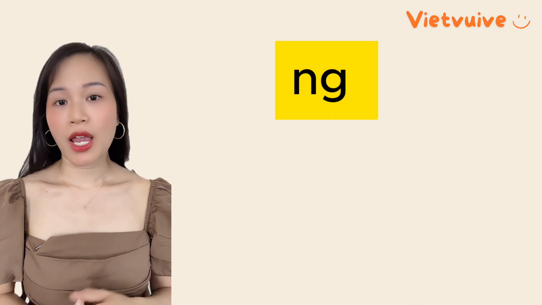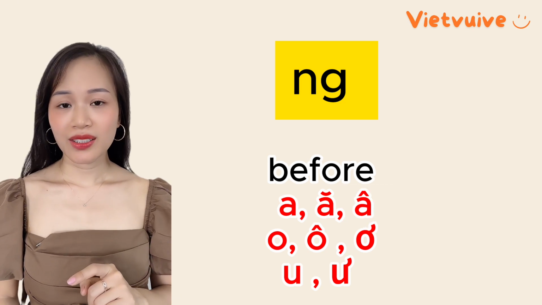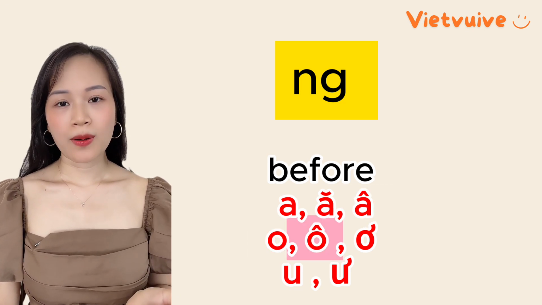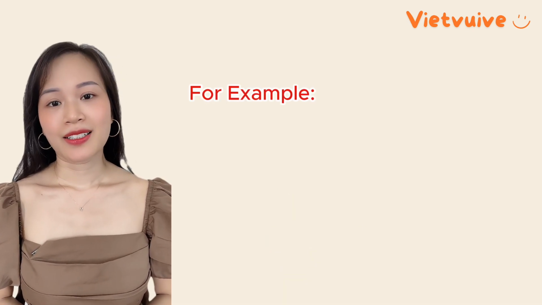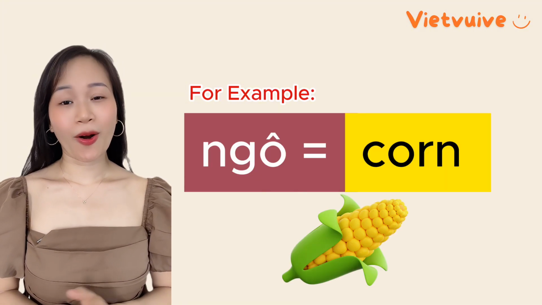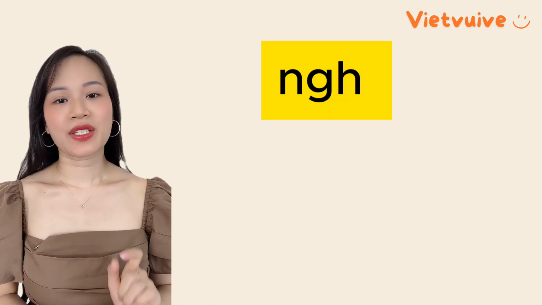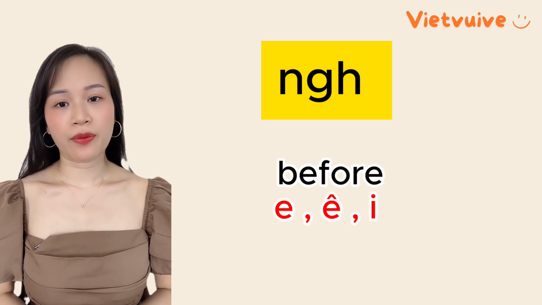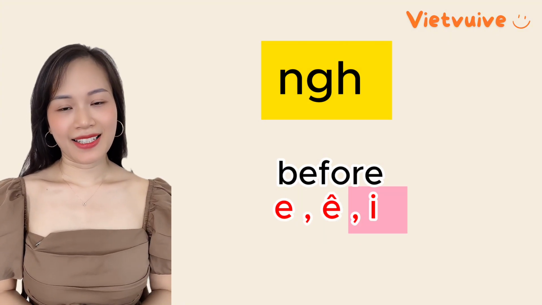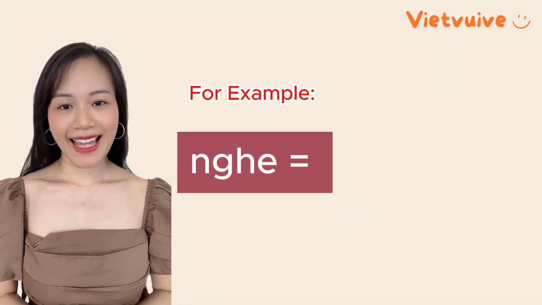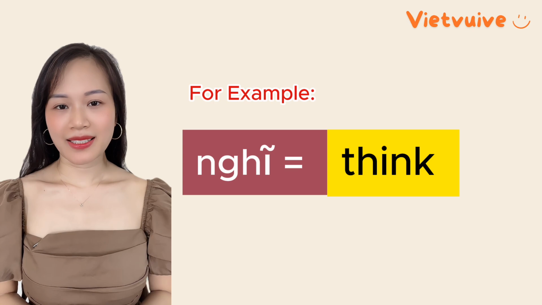Ng is used before the vowels a, á, ớ, o, ơ, u, and ư. For examples, ngô means corn. Người means person. But ngh is used before the vowels e, and e. For examples, nghe means to listen, and nghĩ means to think.